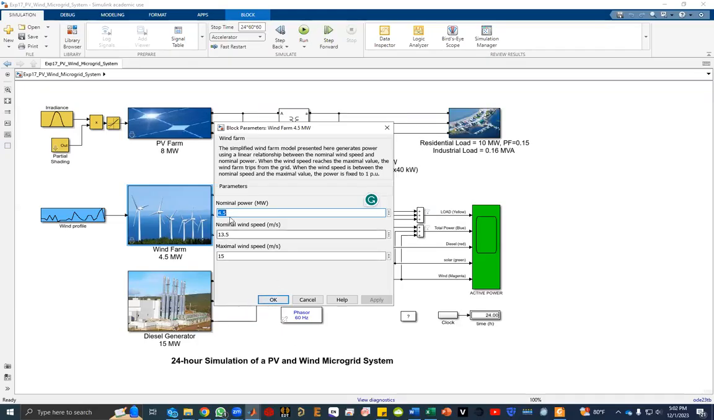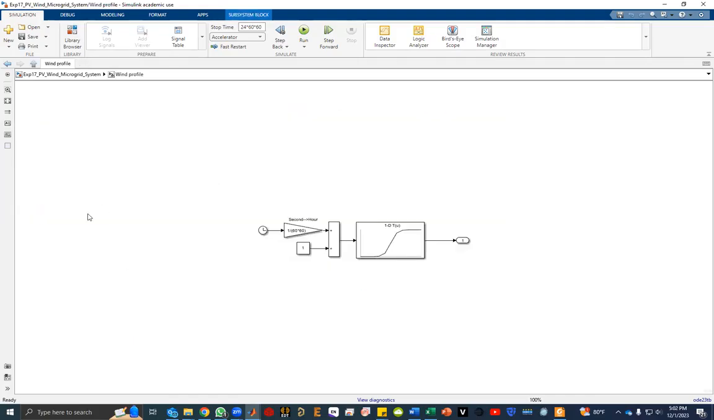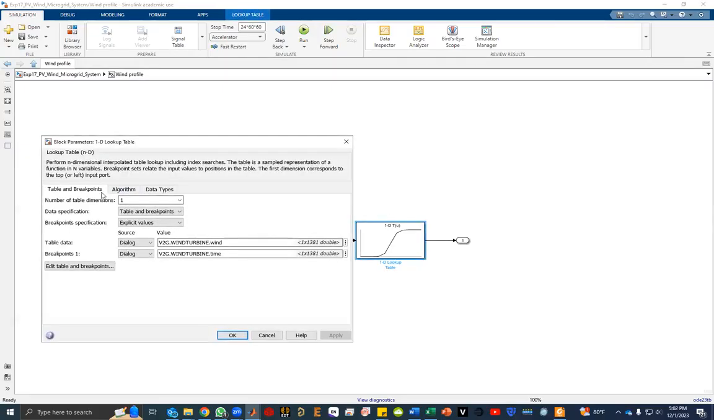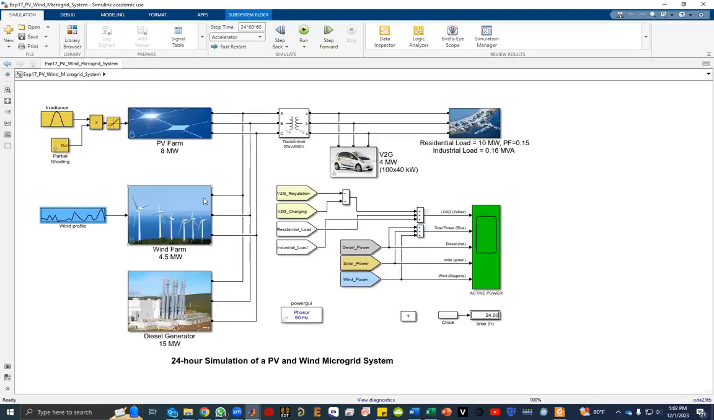If you want to change it, we can definitely change the nominal power, nominal wind speed, and maximum wind speed. But before doing that, we need to change the wind profile. If I double click the wind profile, you'll see a similar type of arrangement where you can change this wind profile. We can definitely change it, but there is another easy way. I'll show you that later.